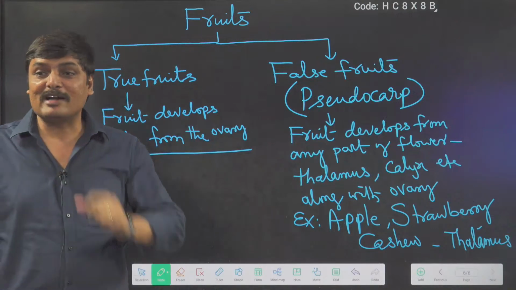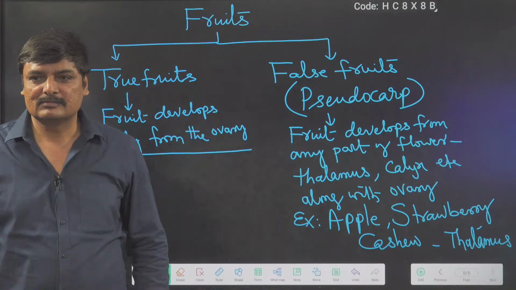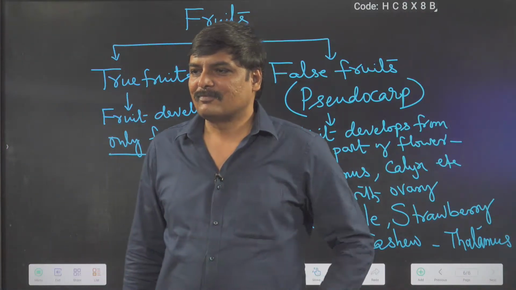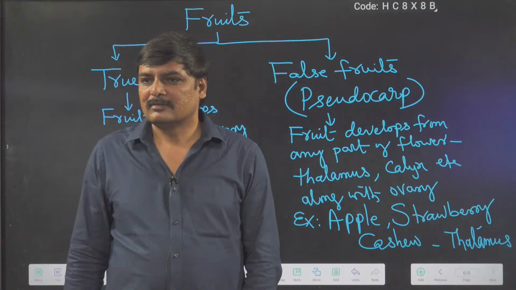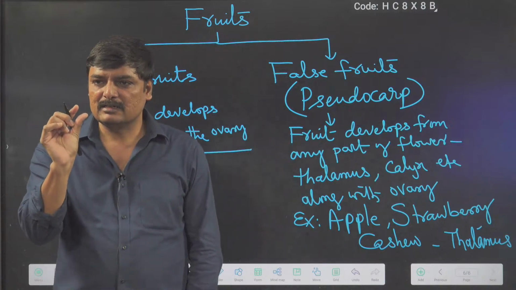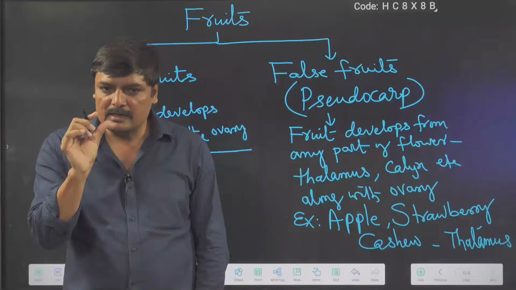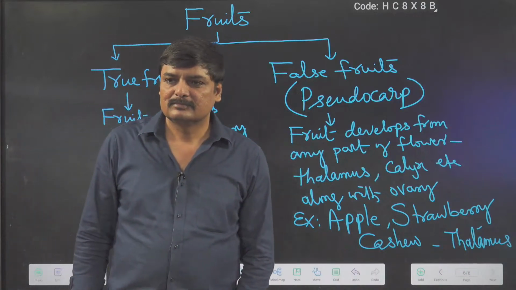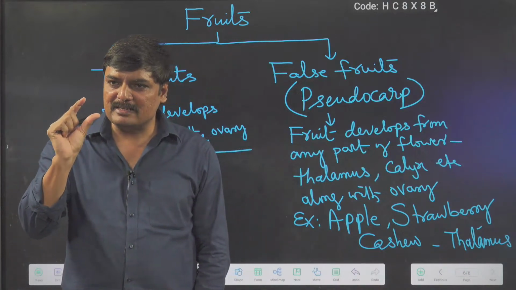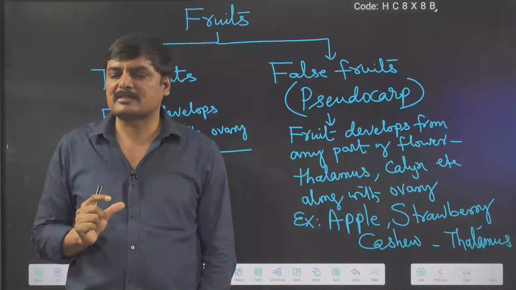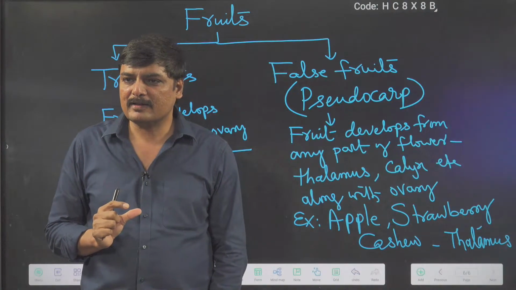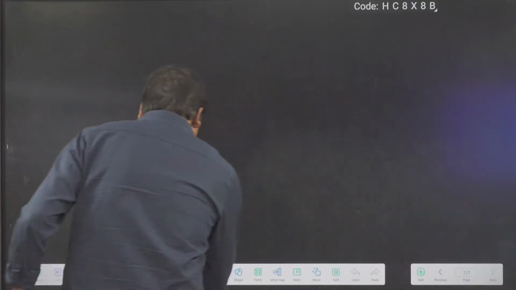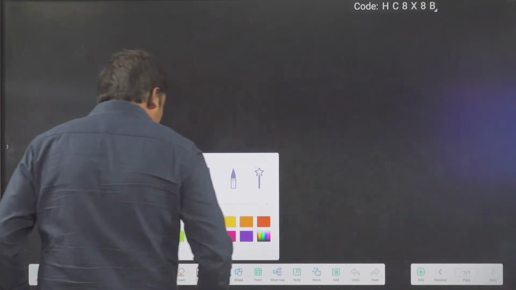In all these three, which part develops into false fruit? Thalamus. What is thalamus? Do you remember what is thalamus? The condensed or swollen tip of the pedicel is called thalamus. Correct? Now I will show you. For example, see here.